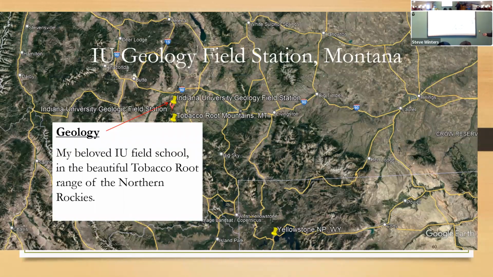Next stop, which is really kind of home base for the next 6 weeks, is at the Indiana University Geology Field School in a minor range of the Northern Rockies, which are called the Tobacco range. Why is it called tobacco? Well, we name things in geology after local names. There might be a town called Tobacco or Tobacco Root.